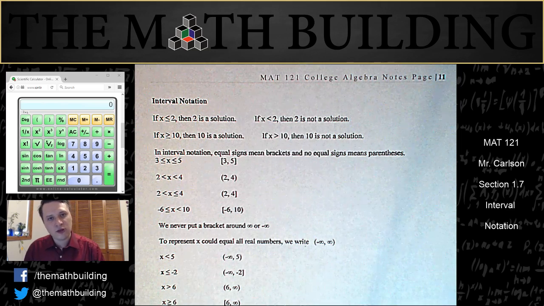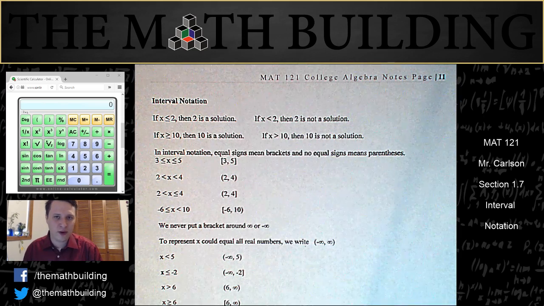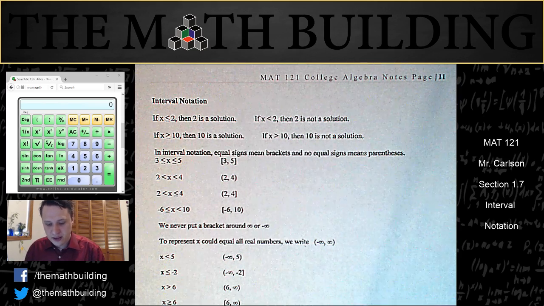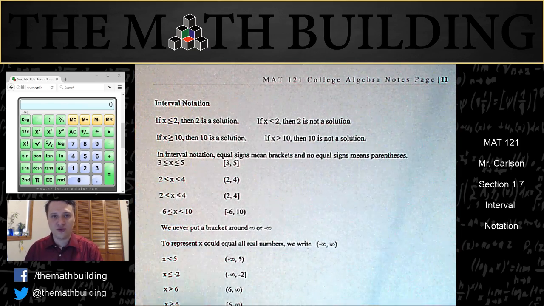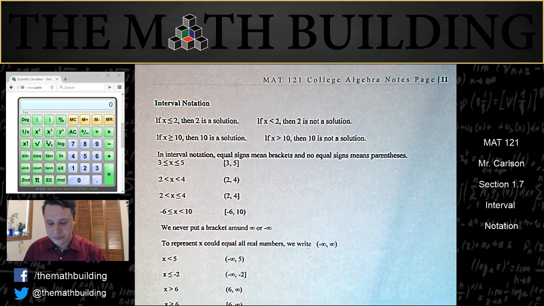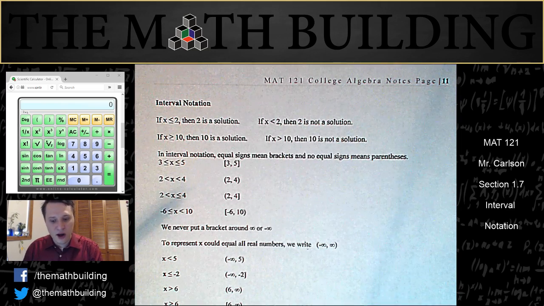So far, the equations we've been solving have pretty much just had one or maybe two answers. However, in 1.7, we're going to look at equations that have a lot of answers, even an infinite number of answers. And interval notation is a way to write a set. Interval notation is a way to write a group of numbers in an interval that are all whatever you need them to be. So they're born from inequalities.